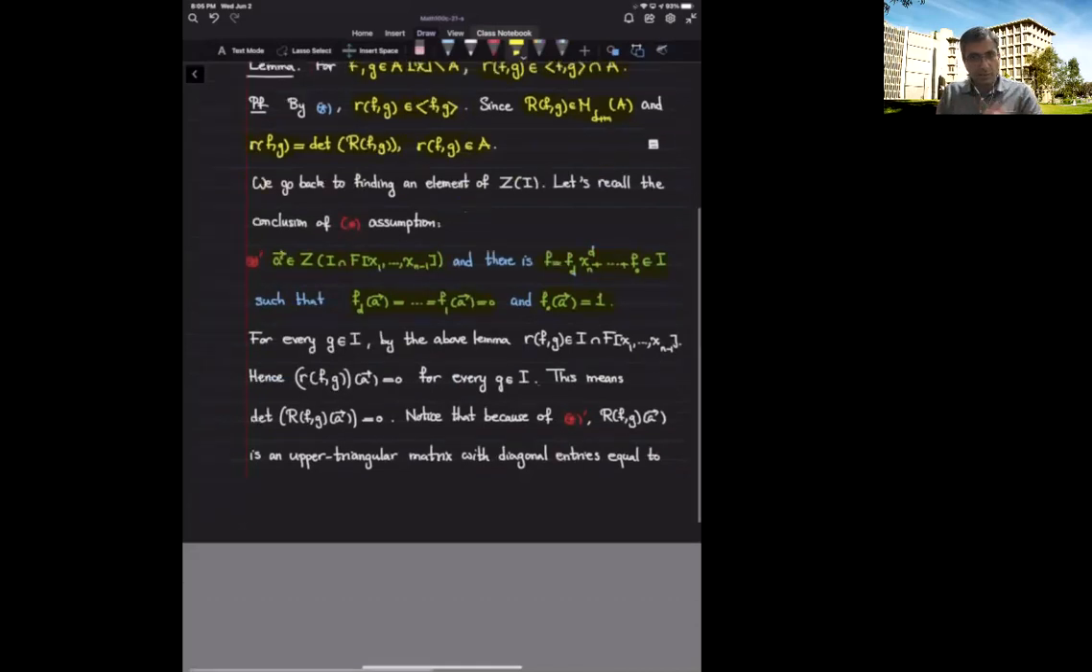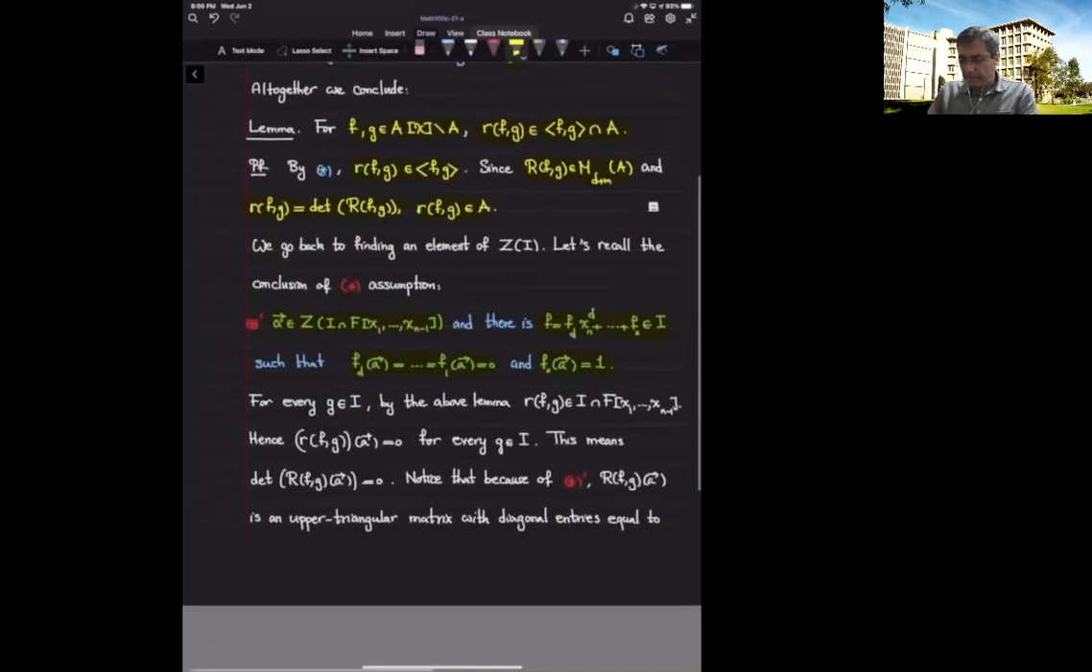Now let's see what we can get out of it. By this lemma over here, I know that for every g inside the ideal I, the resultant of f and g, where f is this one, is also inside I. We know that because g and f, both of them being inside I, I can use this.